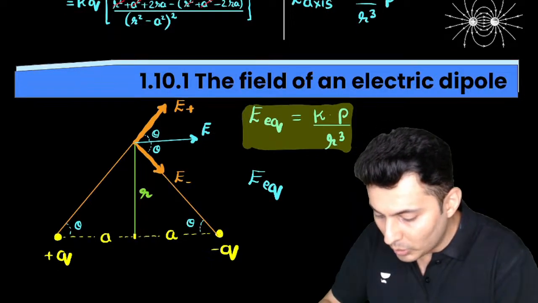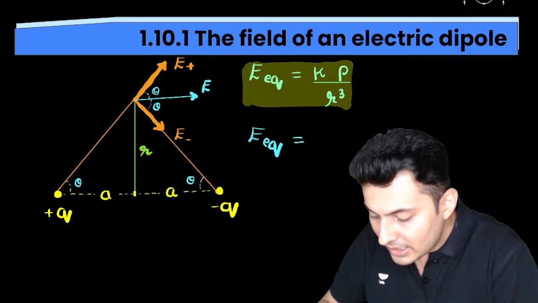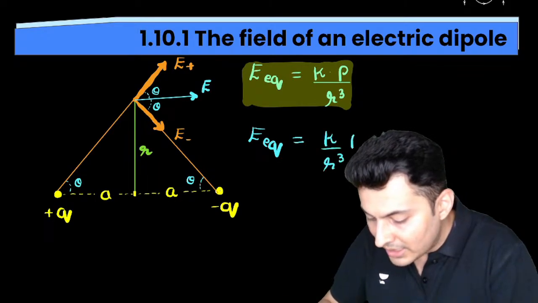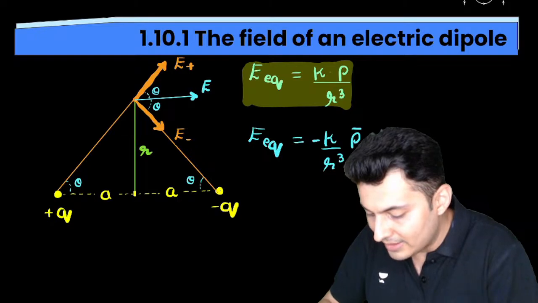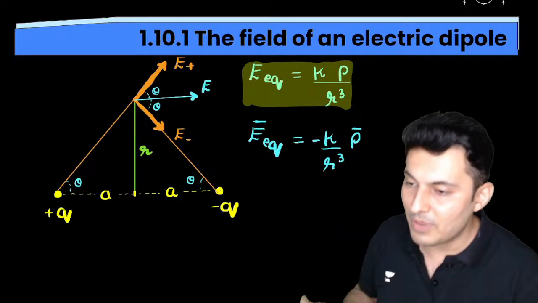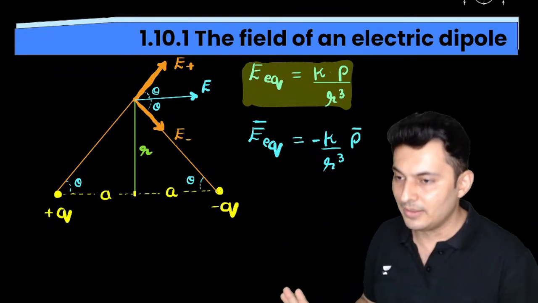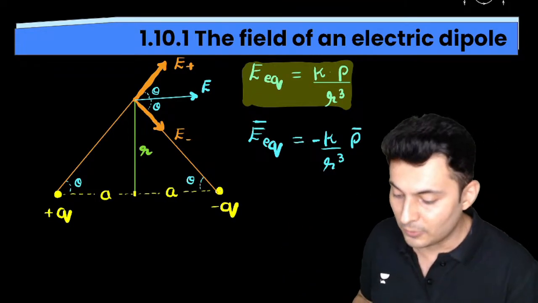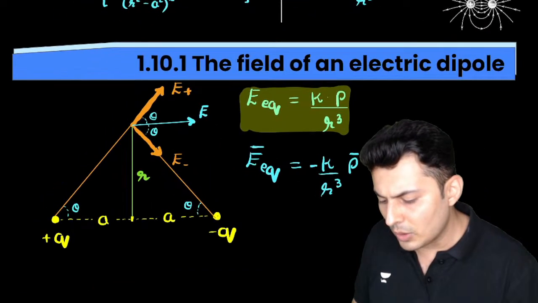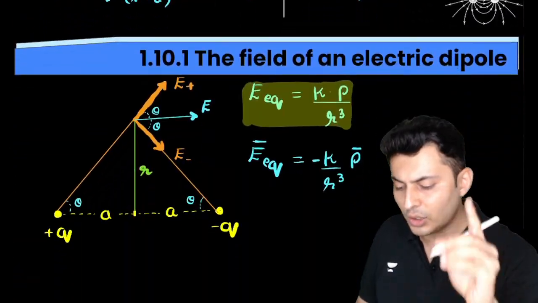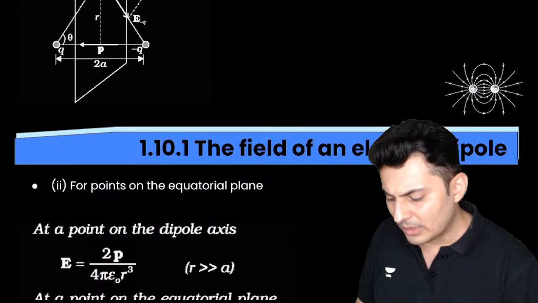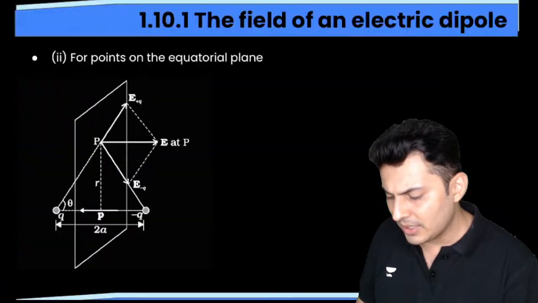So if I have to put it in vector form, it will be E equatorial will be K divided by R cube. But here I will have to put a minus sign, because I know it is anti-parallel. That's the only difference. Understood? In vector form. Everybody clear about this? Okay. So these are the two important formulas which you should definitely know. I have put up the slides also in the same thing over here.